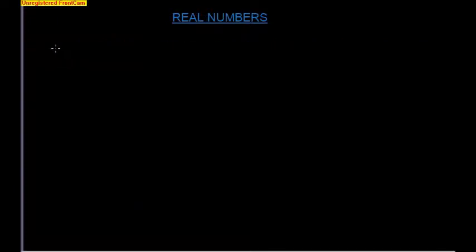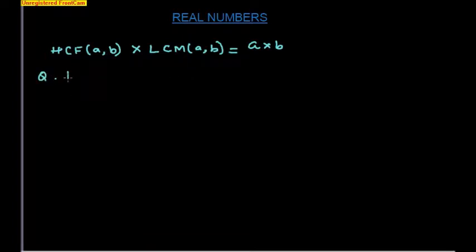Now let us go for the next concept. We are aware that the HCF of two numbers A and B into the LCM of A and B is equal to A into B. That is, for two numbers, the product of the two numbers is equal to the product of their HCF and their LCM. Let us take a question based on it.